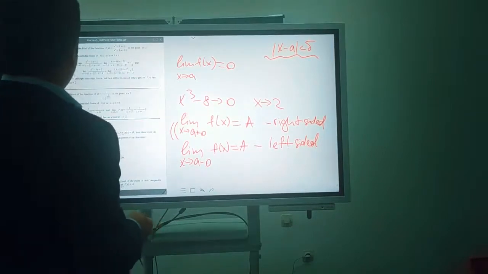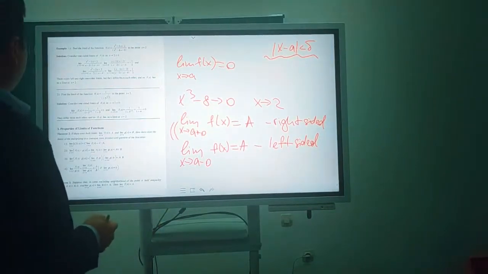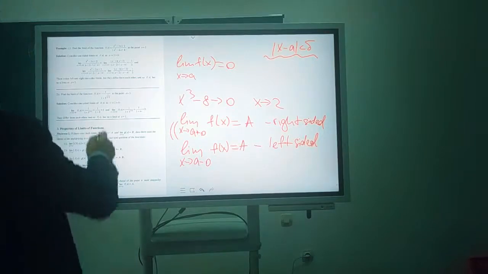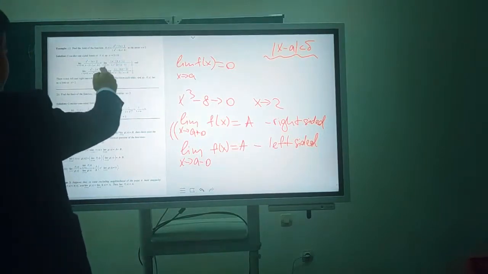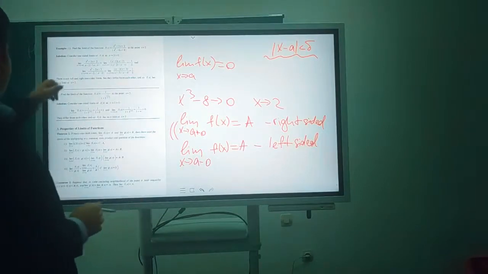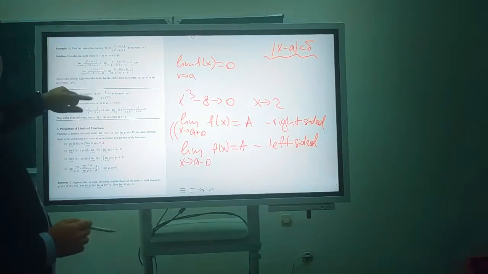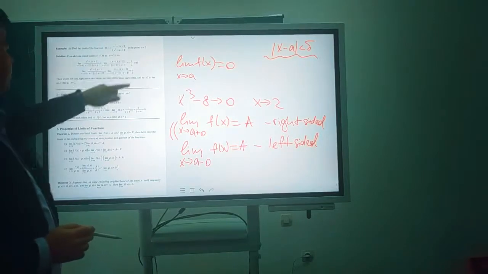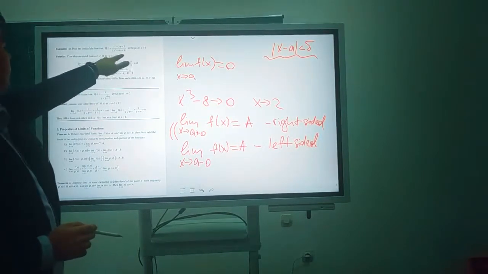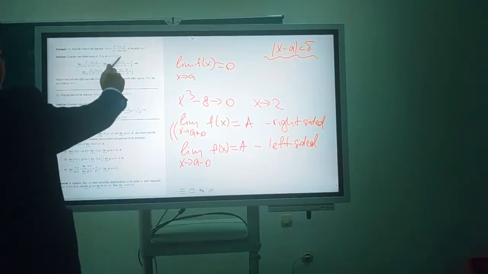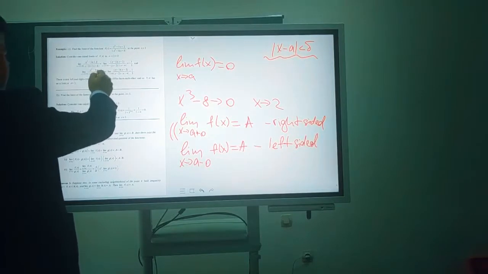Now, here we have some example. Find the limit of a function f of x at the point x is 2. Here, consider one-sided limits of f of x, left side and right side. Let's begin with the left-sided limit. We can see here in the numerator we have x squared minus 3x plus 2. We can factorize it: x minus 1, x minus 2. And in the denominator we have the absolute value function. So this we can factorize again as x minus 2 and x minus 4.